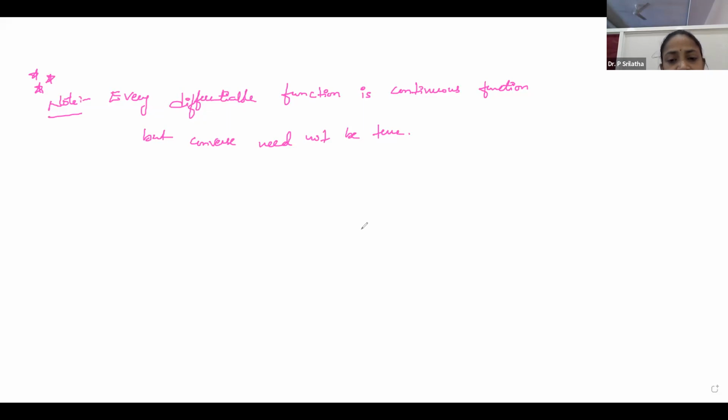So tomorrow we'll discuss Rolle's mean value theorem. That is our next first topic. We have only three theorems: Rolle's mean value theorem, Lagrange's mean value theorem, and Cauchy's mean value theorem.